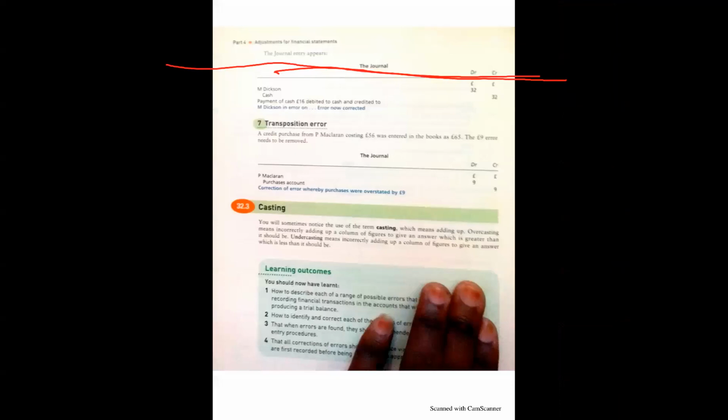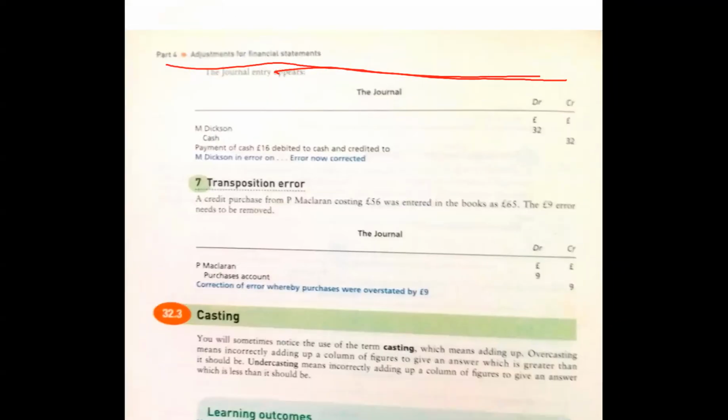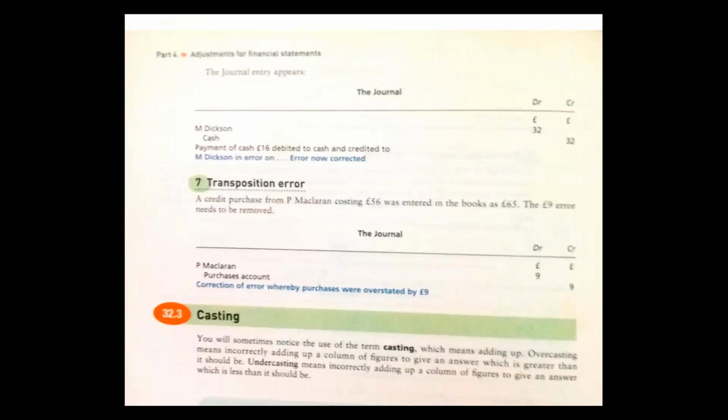Why 32? Because the first 16 kwacha is for the amount that you got from his account that belonged to him, and then the other is what you are supposed to give him. So you debit Dixon 32 kwacha, and you credit the cash book or the cash account. So you credit the cash account, you debit Dixon's account.